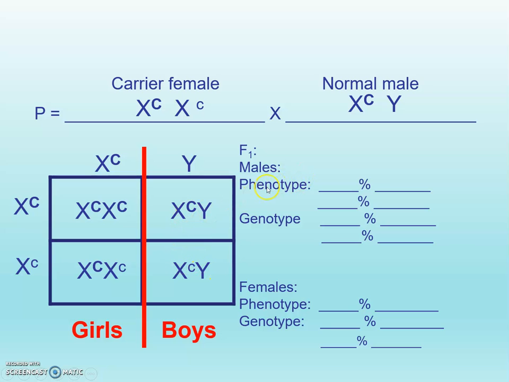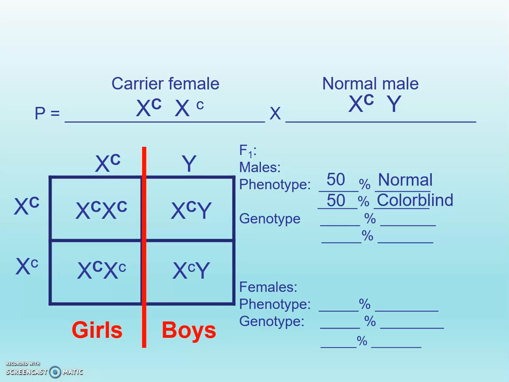All right, so for the boys, the phenotypes: we have this guy right here, so we've got 50% that are normal vision. They can match their clothes. And then we've got this guy over here, and we've got 50% colorblind. So those are the chances of the boys in this family.